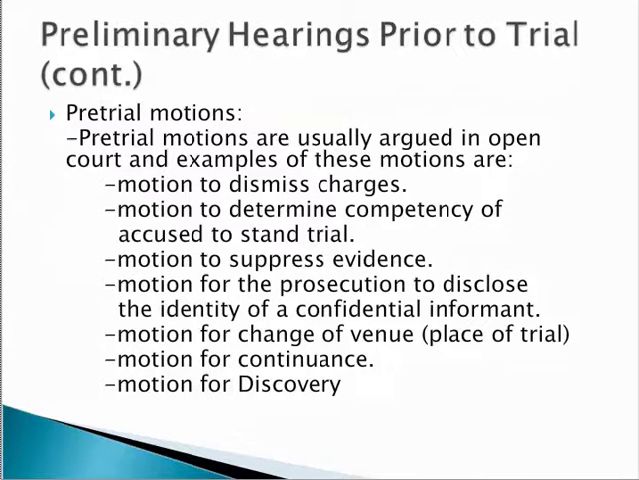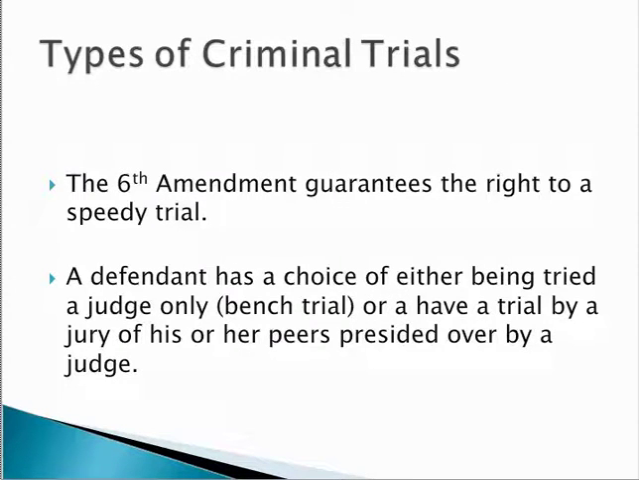In this next slide, I mentioned the Sixth Amendment guarantees the right to a speedy trial. In a bench trial, judges sometimes have to state reasons for whatever the decision was, why they found a person guilty. Juries never have to do that. A jury just finds a person guilty or not guilty.